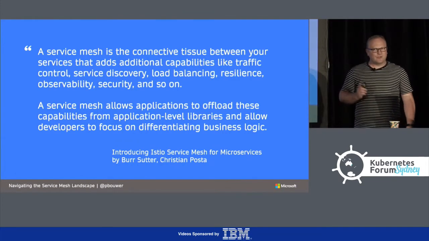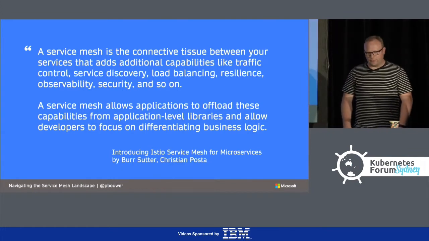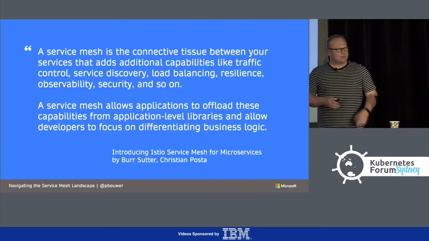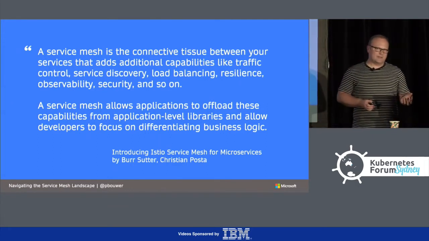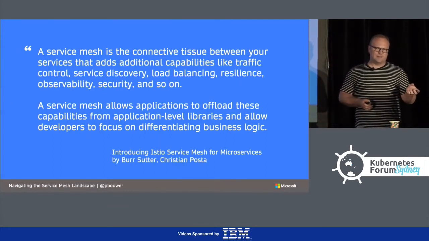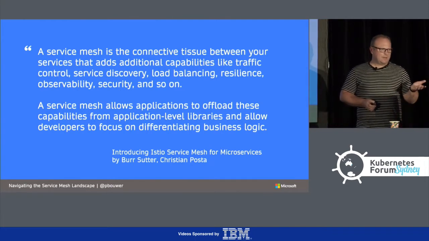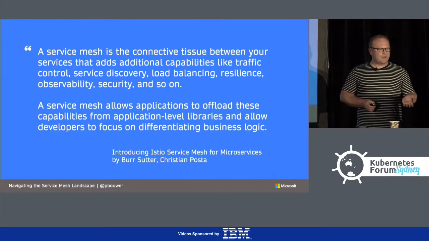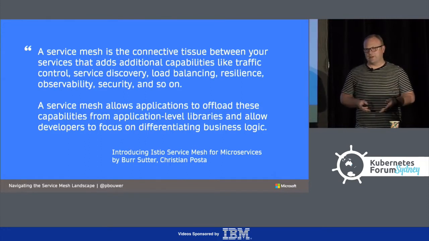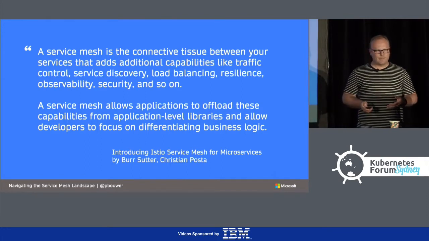So the first paragraph in this quote by Christian and Bouwer from their book talks around what a service mesh is rather than the value that it's delivering. It's delivering a bunch of capabilities, but that's not really what makes it special. The second sentence is starting to get very much crisper on the message. And you can see there it allows applications to offload capabilities from your application down to the infrastructure.